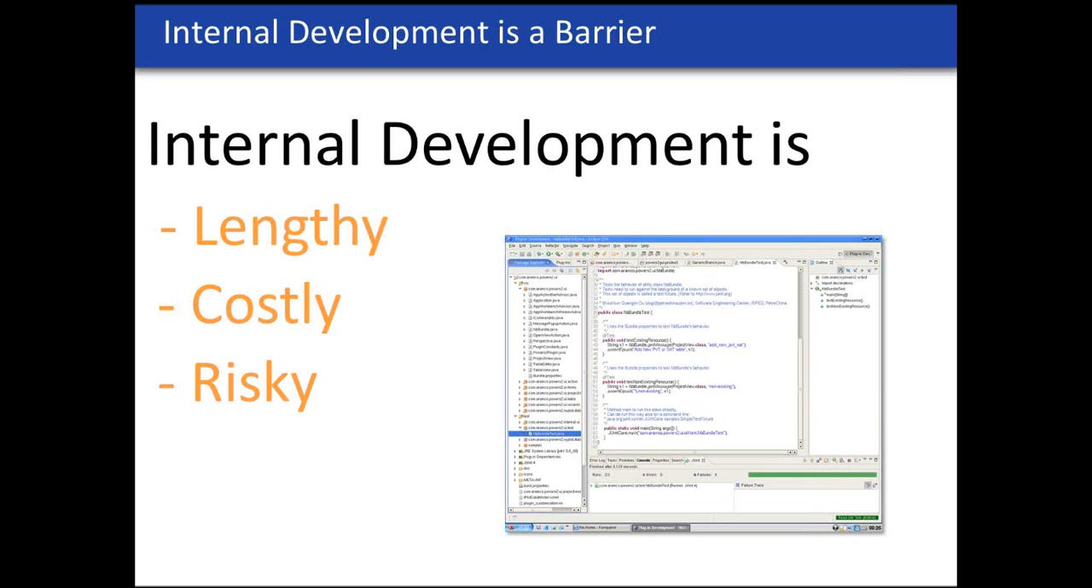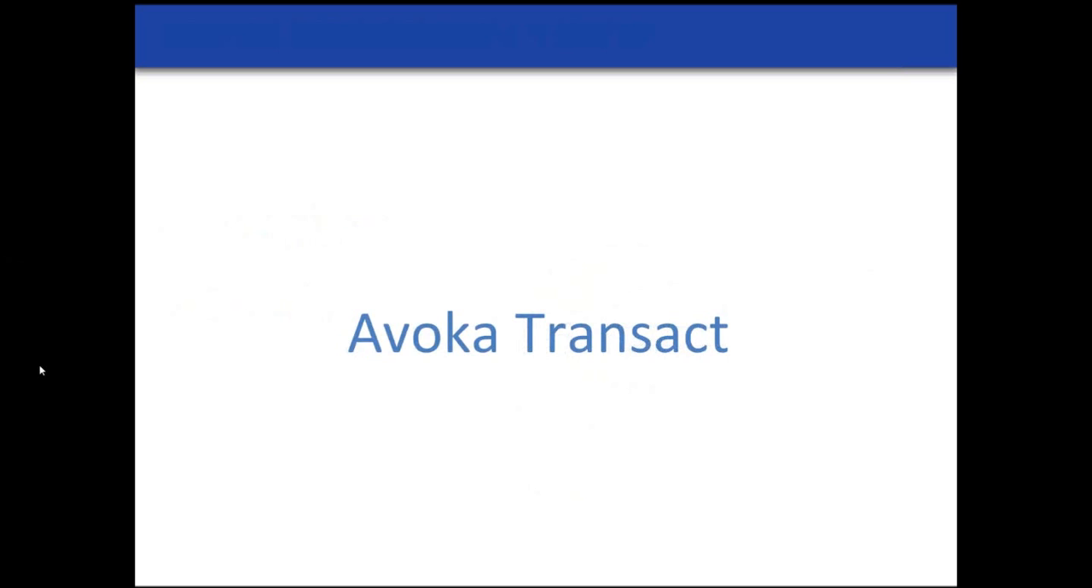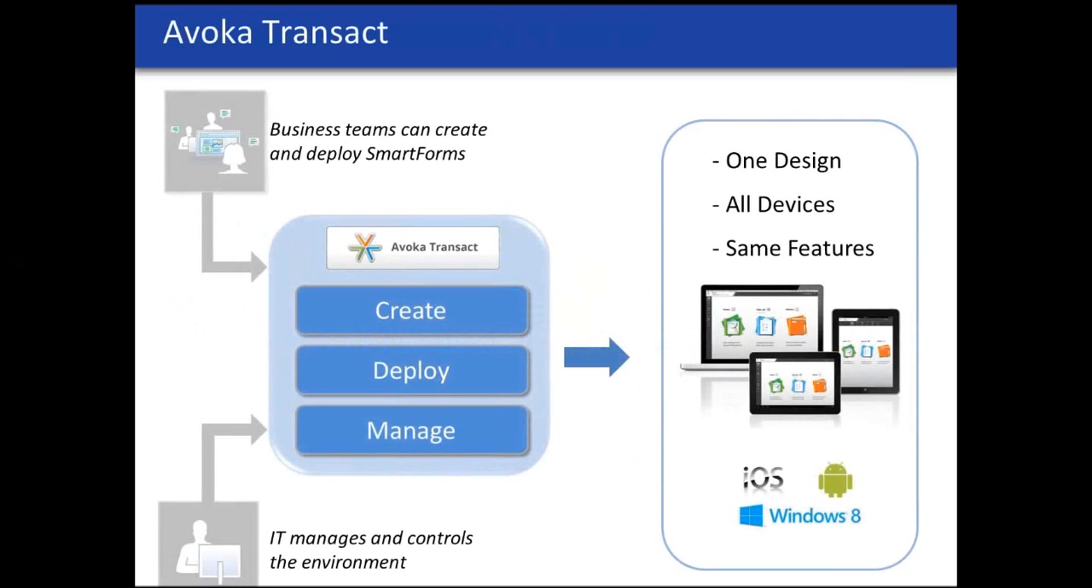And the risk is skill risks. Having the mobile knowledge and the best practices is very rare in most in-house development environments, and so that leads to quality issues, and it leads to the length of the deployment of the ultimate solution, and ultimately it leads to cost increases. So we need a new way, and that way is Avoka Transact.